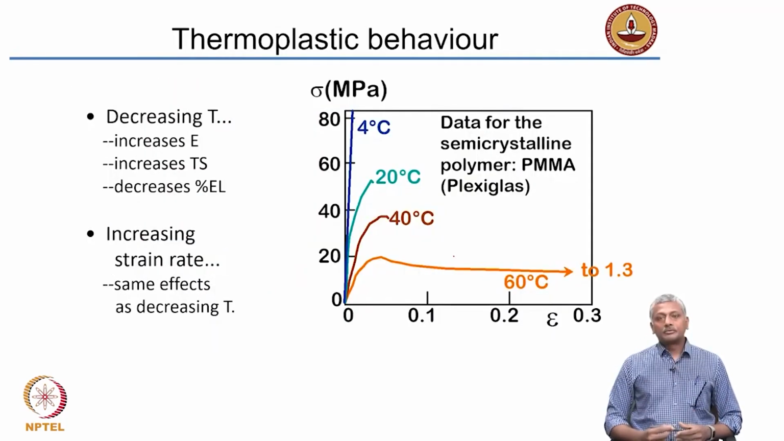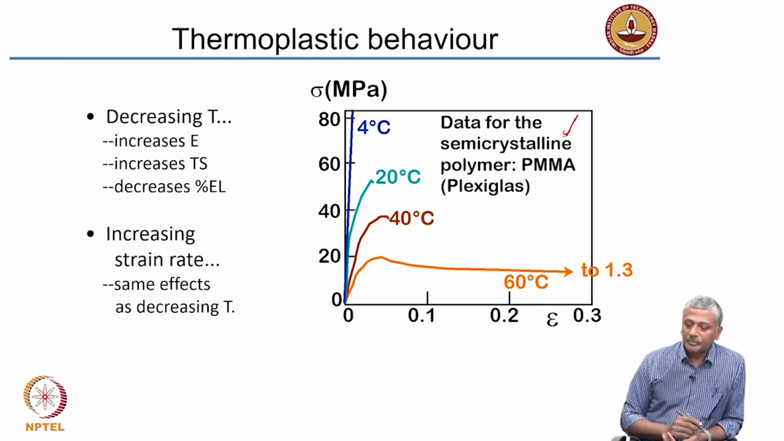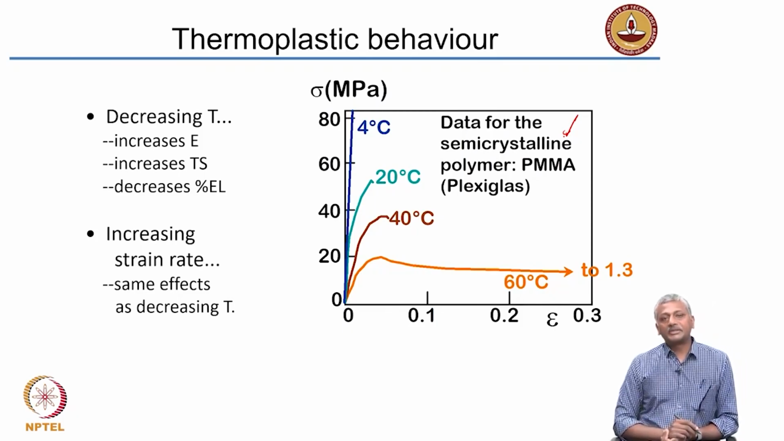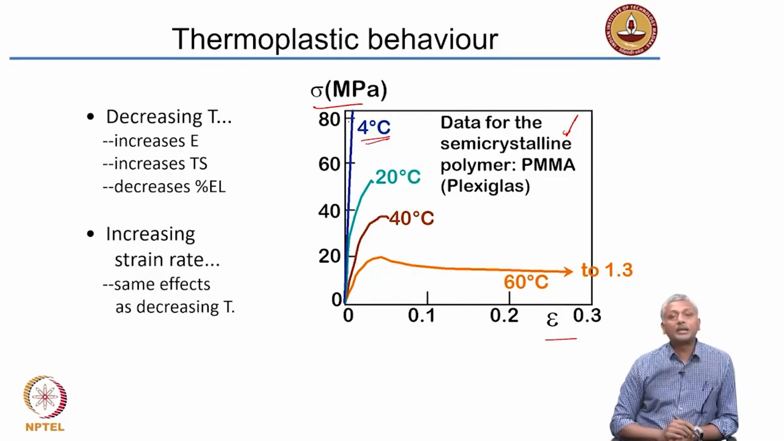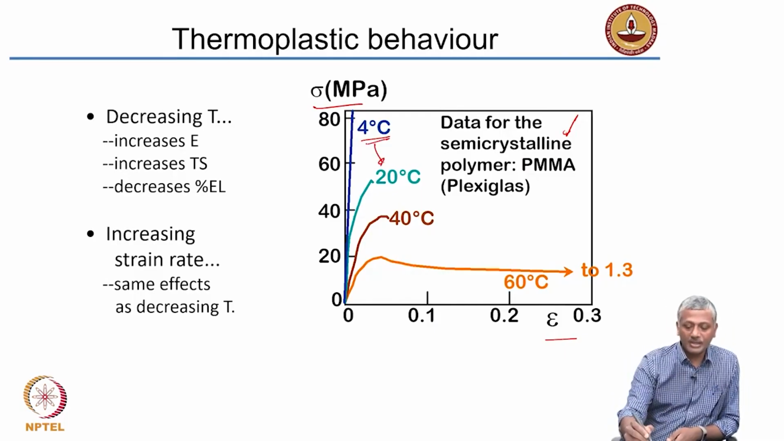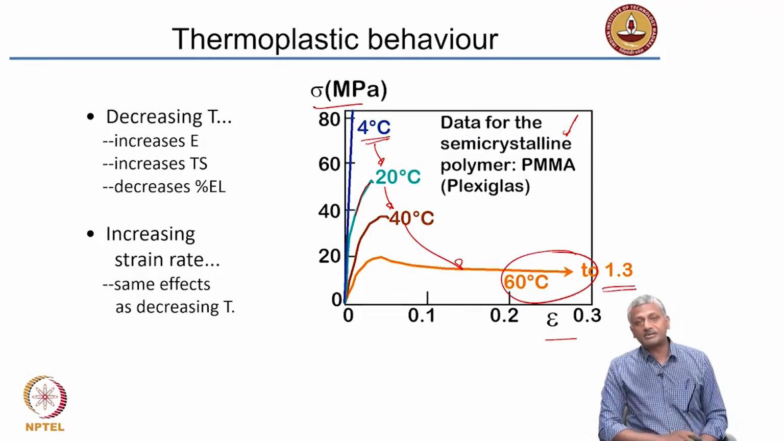Okay. So, in case of thermoplastic materials, as I said, it is going to be highly sensitive to the temperature. An example is given here of data from a semi-crystalline polymer, polymethyl methacrylate, which we also know as plexiglass. Okay. So, here the stress is plotted against the strain, and you can see at 4 degrees Celsius, it is almost exhibiting a brittle behavior. When you change from 4 to 20, you start seeing some plastic behavior. At 40, it becomes more plastic. At 60, it becomes extremely plastic, and it goes to 1.3 strain.